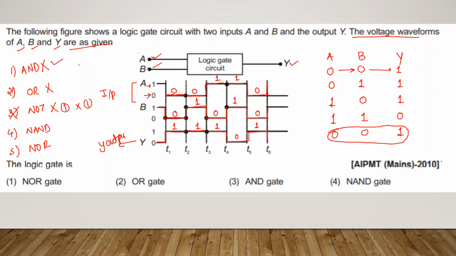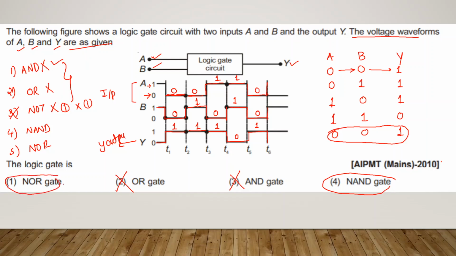Why is AND not possible? Because in the case of an AND gate, 0 0 will give 0, but here the answer is 1. Similarly, in the case of an OR gate, 0 0 will give 0, but here it is 1. So OR gate is not possible, AND gate is not possible. Now we have to find the answer from NAND gate or NOR gate.